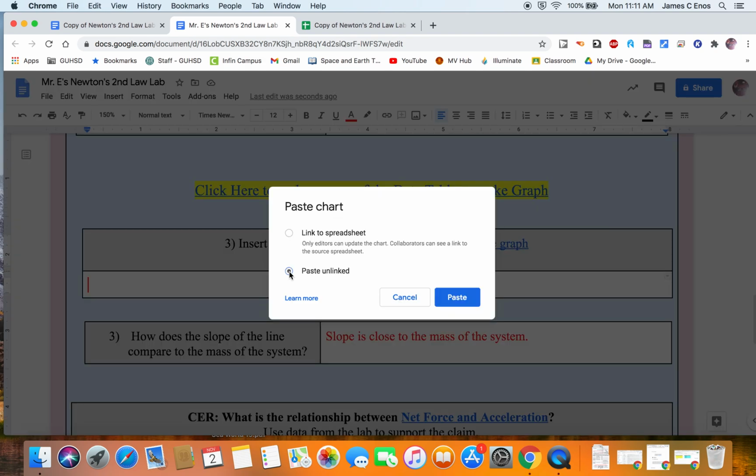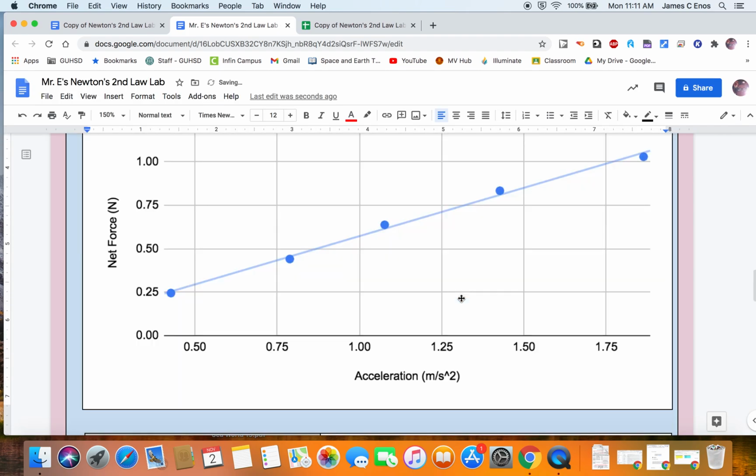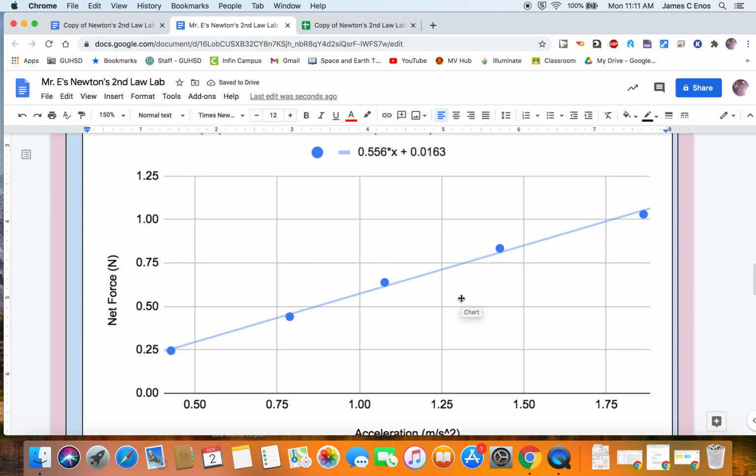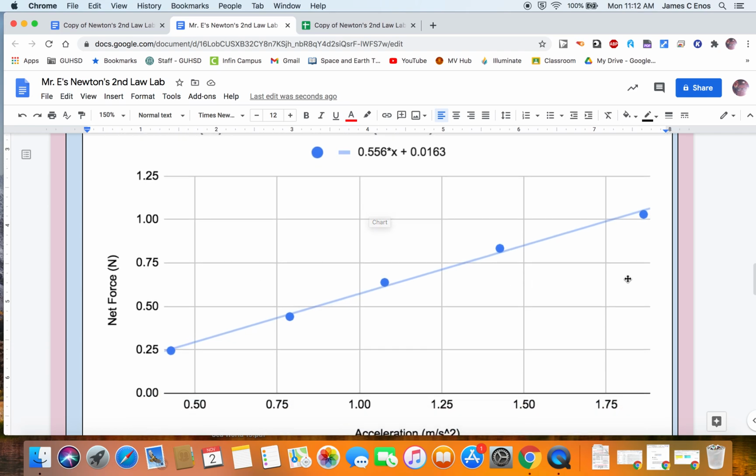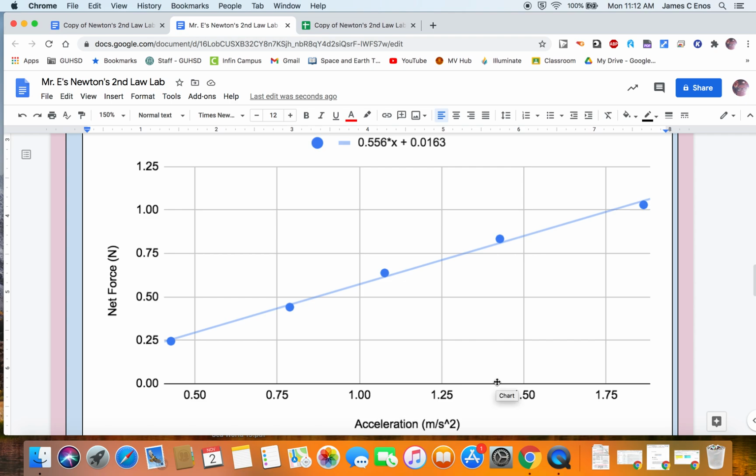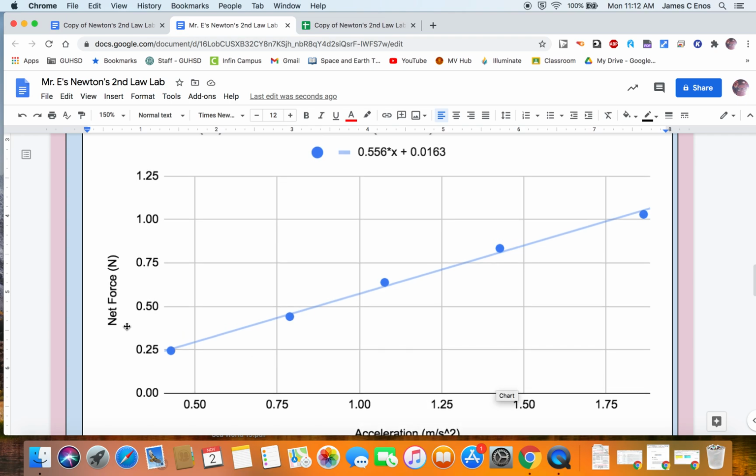I want to paste this unlinked, so that way the graph is now embedded in here as a picture. Even if the data gets changed or manipulated, this graph will always be in here. And I see I have a linear relationship where it increases over time, but we're not dealing with time. We're increasing here acceleration. We have an increasing net force.